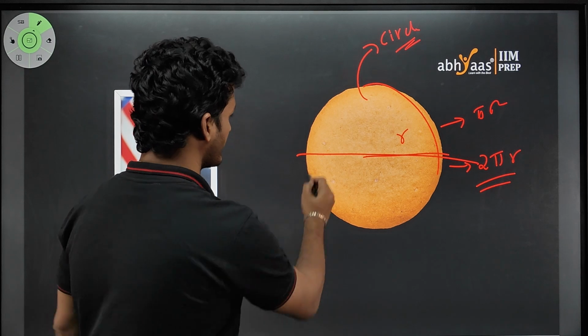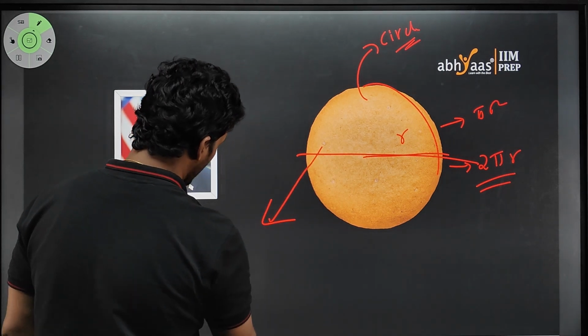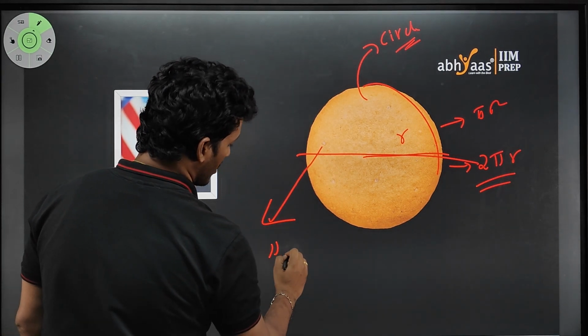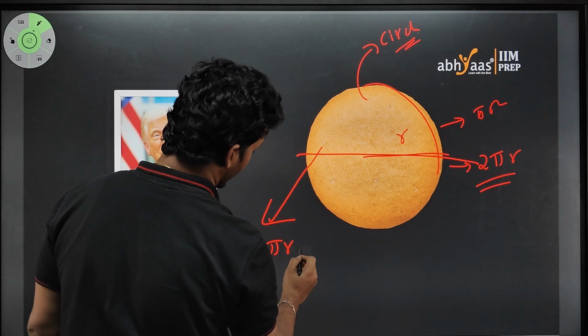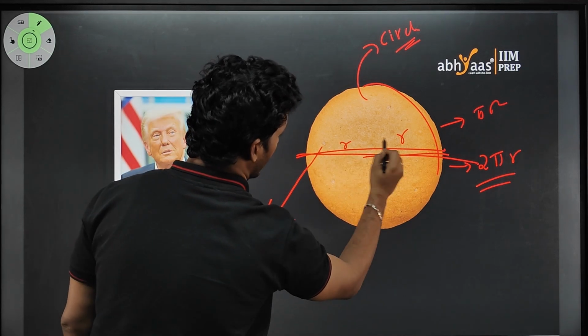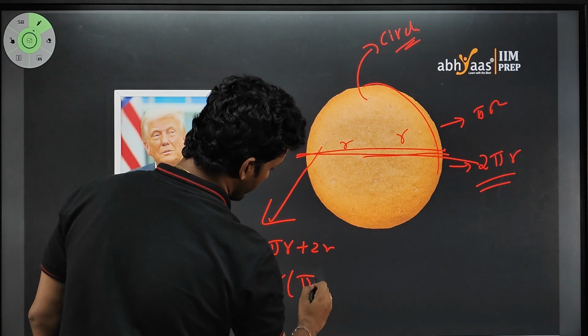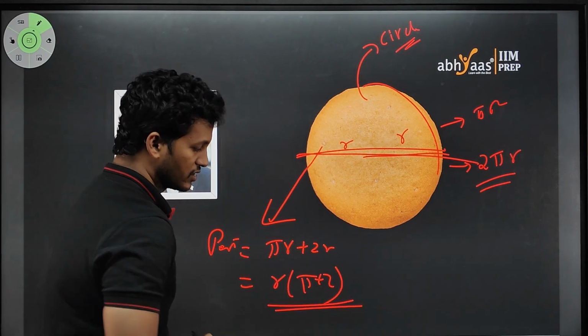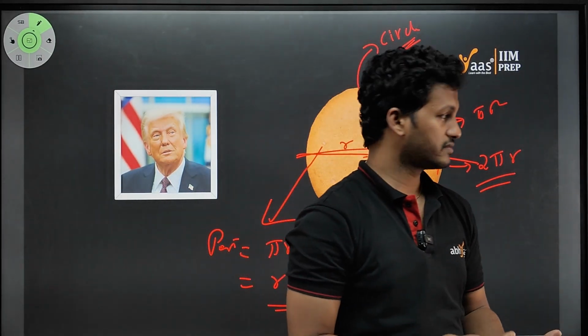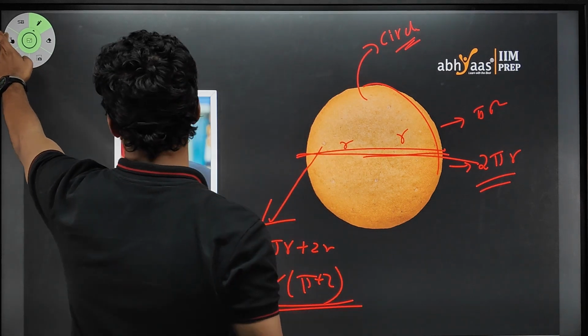But what if this biscuit is halved? That means half of a circle, a semicircle. Thus the perimeter would be half of 2 pi r, that is pi r, plus this r and r. So it would be r of pi plus 2. So that would be the perimeter of a semicircle. Okay, I hope you all know these things.